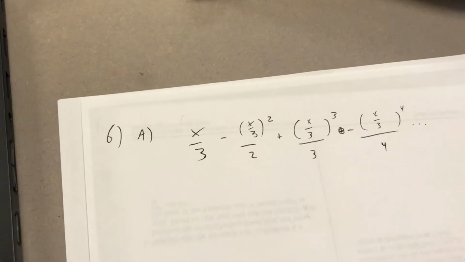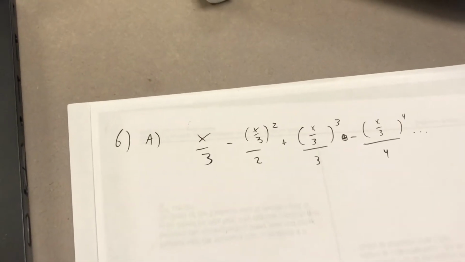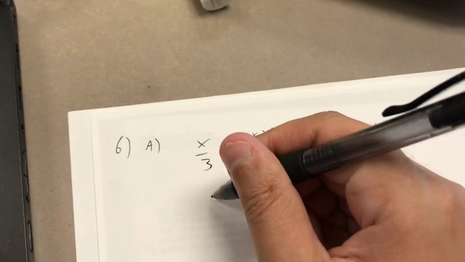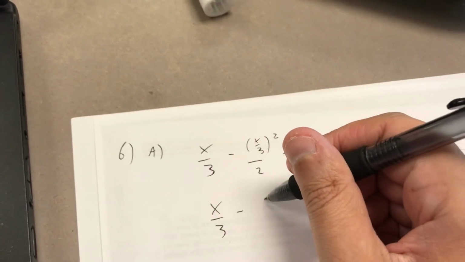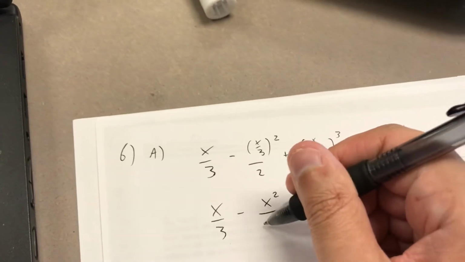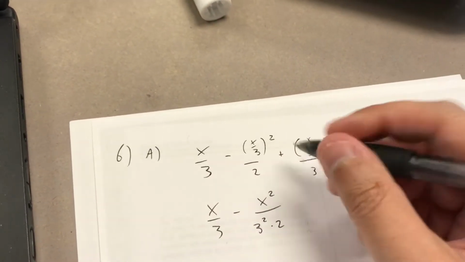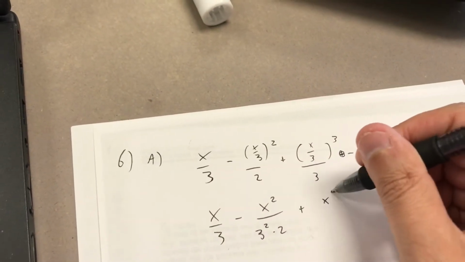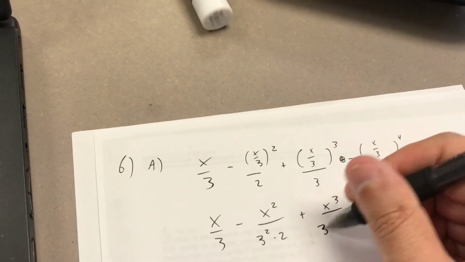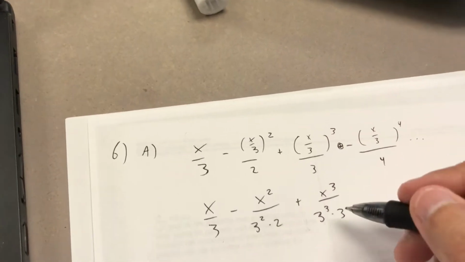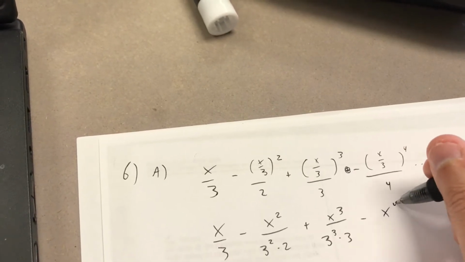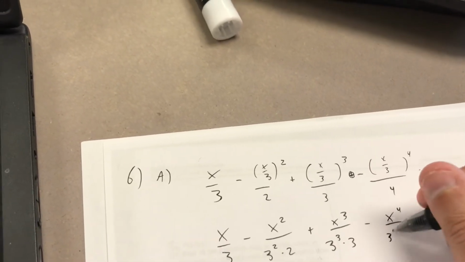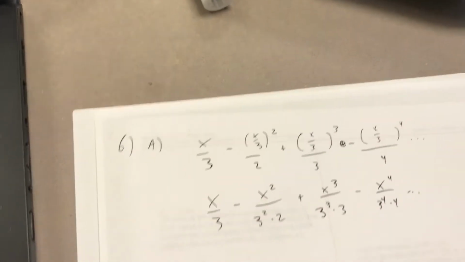Now, you may want to simplify this. For example, you could write this as x over 3 minus, this would be the same thing as x squared over 3 squared times 2 plus x cubed over 3 cubed times 3. I'm leaving it in the same form for a reason here. Minus x to the 4th over, that would be 3 to the 4th times 4, and so on, okay?